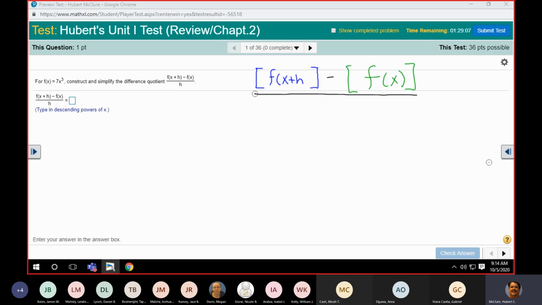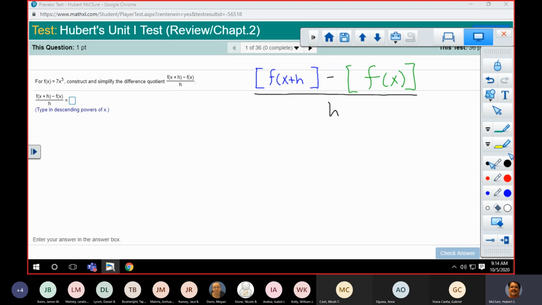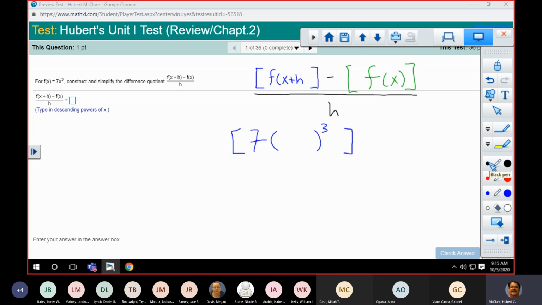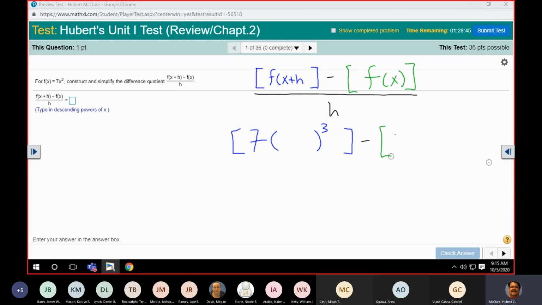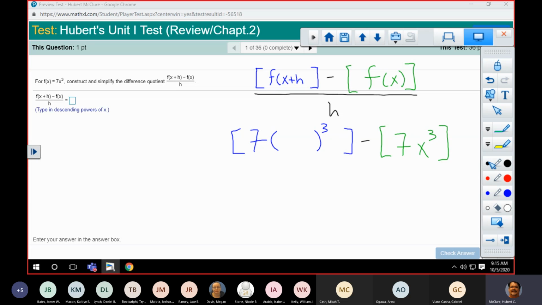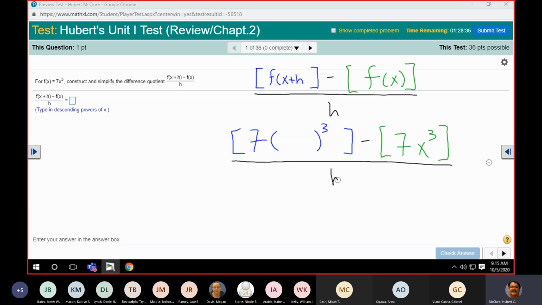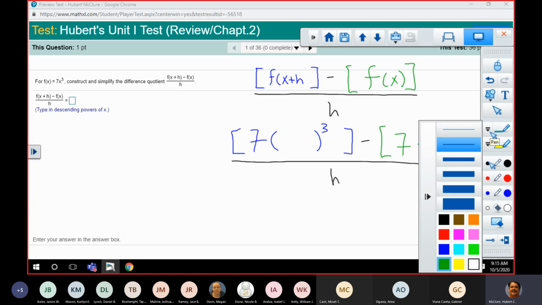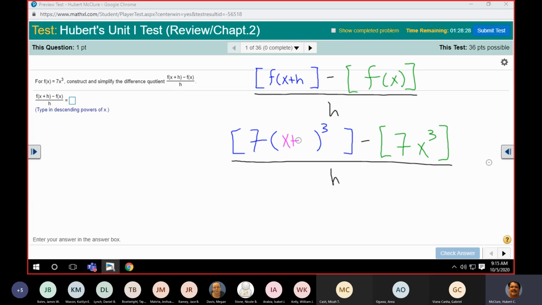over h. So I'm going to make a big set of brackets here. I'm going to rewrite 7 parentheses cubed minus 7x cubed all over h. And what am I going to plug in to the blue parentheses? I'm going to plug in x plus h.